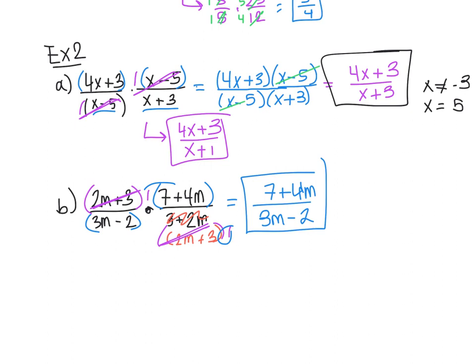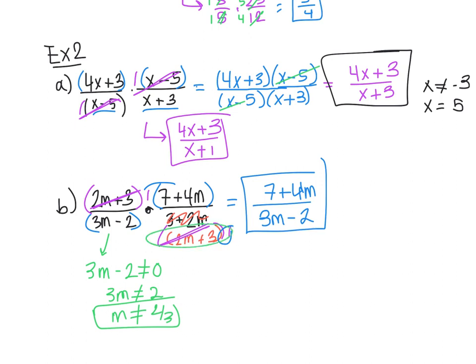But we do need to make note of our restrictions on m. Remember, we can't have any denominators equaling 0. So that means 3m minus 2 cannot equal 0, which means 3m cannot equal, add 2, and then divide by 3, which means m cannot equal 2/3. We also have a restriction from this other denominator. Even though we canceled it out, it's still a restriction. That was still a part of our original problem.